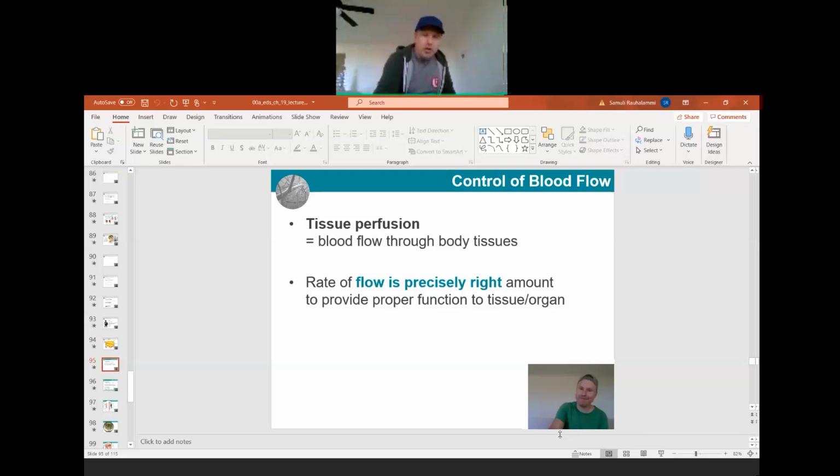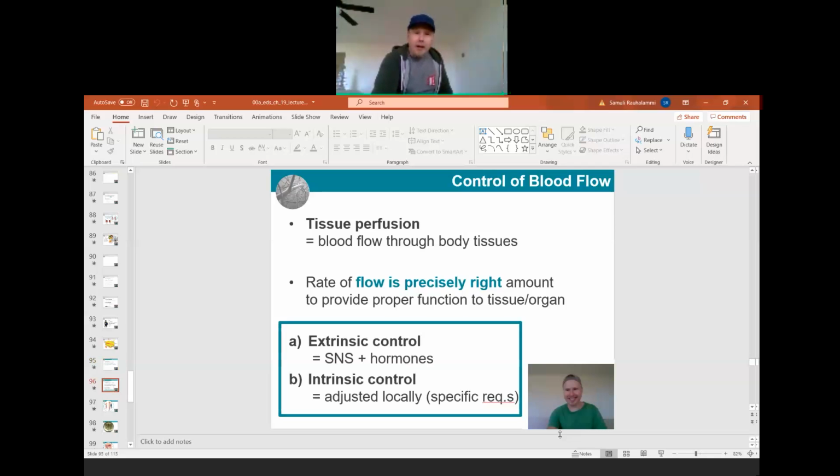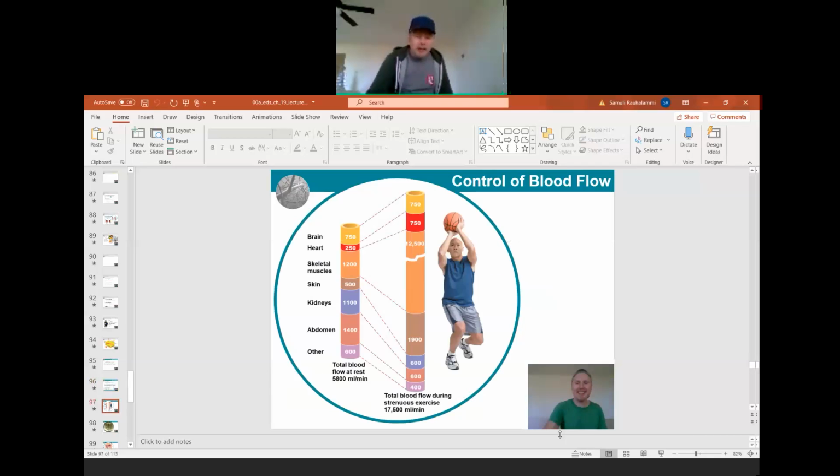How do we control the blood flow and make sure that it's constantly controlled? There can be separate branches. You can have the nervous system and hormones playing a role, that would be your extrinsic control, but also meeting the local needs at an intrinsic level. It's really this capillary control that we saw earlier. And let's look at the flow just really quickly.